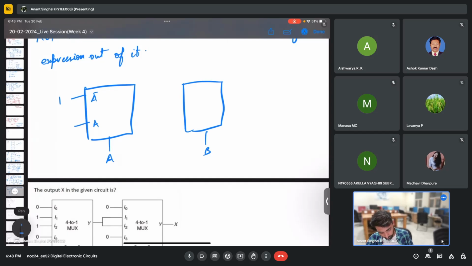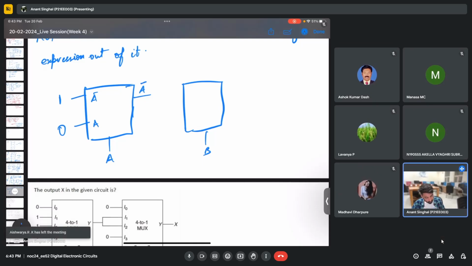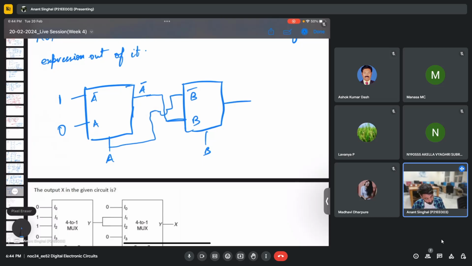So what I'll do is I'll take a 1 here, maybe a 0 here. This circuit will give me A complement here, and what I want is A complement B plus A B complement. So I'll use this here, and since I already have the select lines, I'll use this here. So the final F will be A complement B plus A B complement, that is A XOR B.